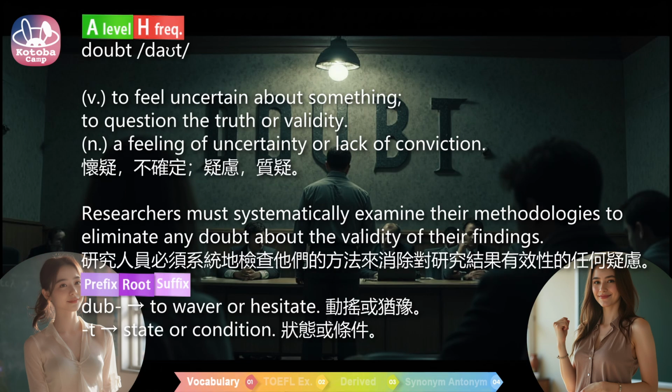Doubt. To feel uncertain about something. To question the truth or validity. A feeling of uncertainty or lack of conviction. Researchers must systematically examine their methodologies to eliminate any doubt about the validity of their findings.